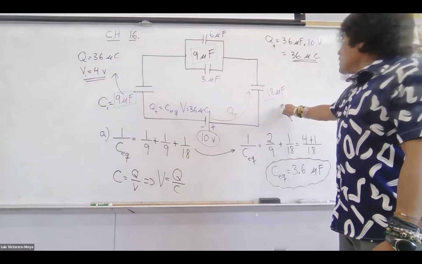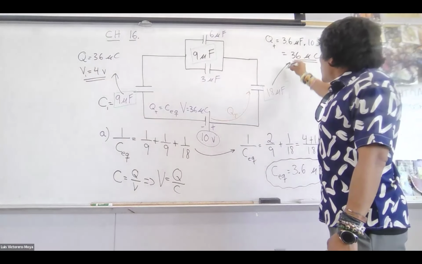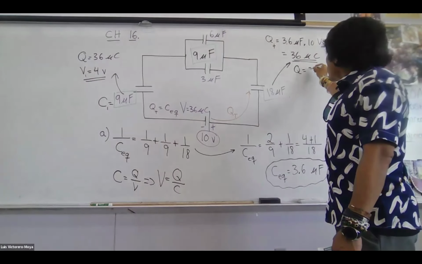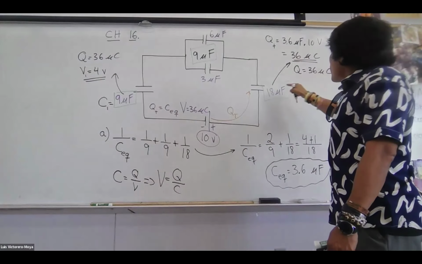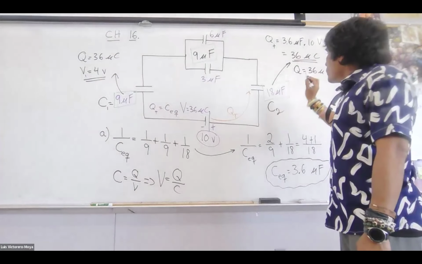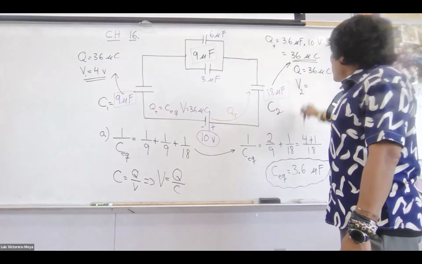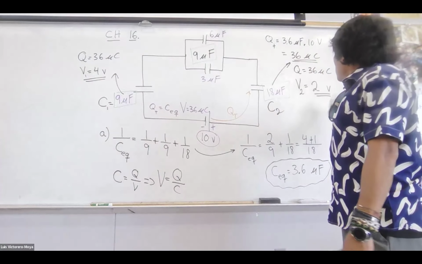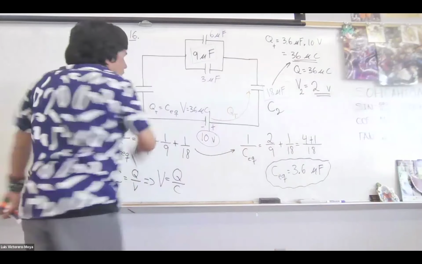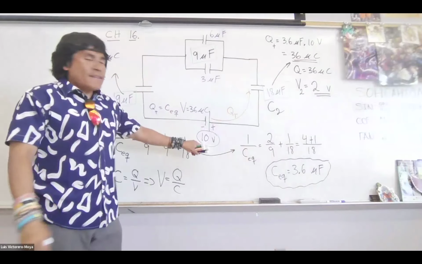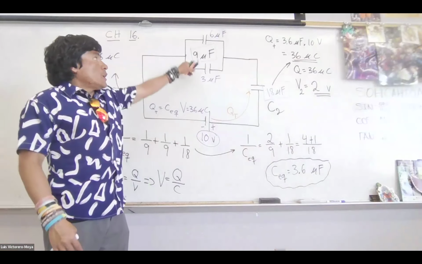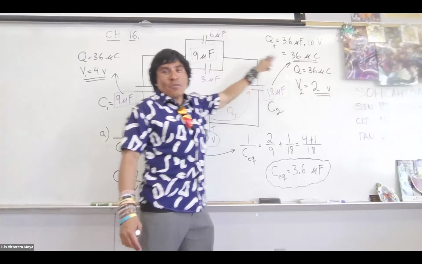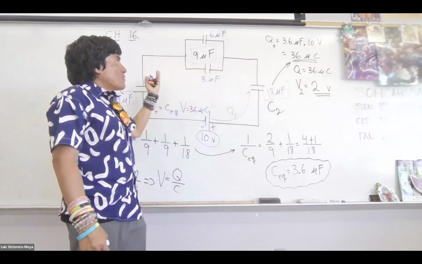What about for 18? For 18, that's a charge as well, 36. So Q is 36 microcoulombs. That's the capacitance C2. So the voltage is 36 divided by 18, 2 volts. 4 volts plus 2 volts, that's 6 volts. But we're given 10. So where are the other 4? Here. And what's 4 times 9? 36. So it works. The charge here is 36, right?